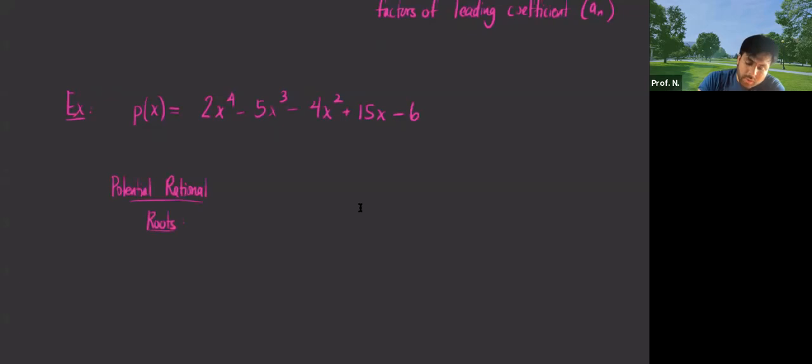So what are the factors of the constant term? Well, of -6, right? That's my constant term. What are the factors of 6? That's pretty straightforward. What do I have? I got 1, 2, 3, and 6, right? Those are my rational roots.